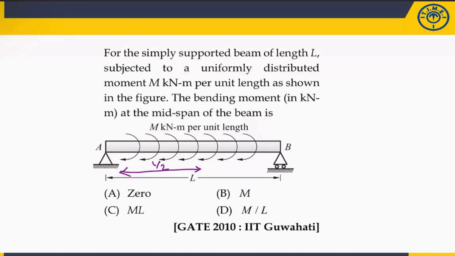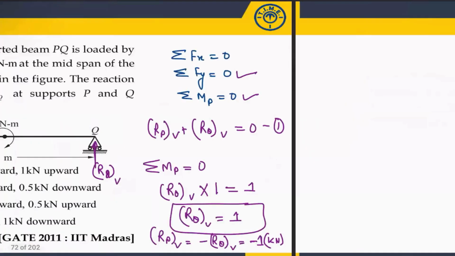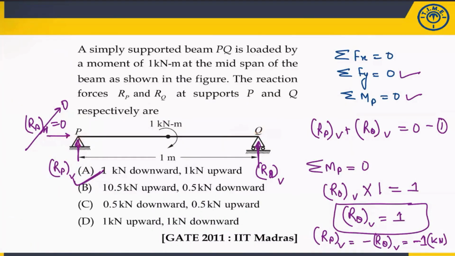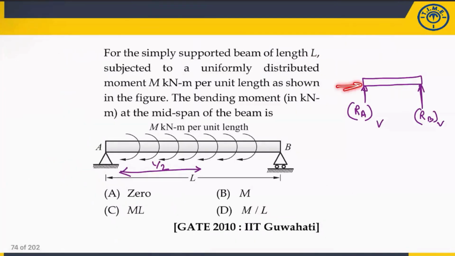How will you do it? This is the beam. This is basically a support. Can I say this is RA and this will be RB, vertical, and this is vertical? Again, why am I not considering the horizontal reaction? Same thing: there is no horizontal force, as in the previous case. There is no horizontal force, so automatically this value will be 0. So two reactions are there, but there is a uniformly distributed moment. There is no vertical force.